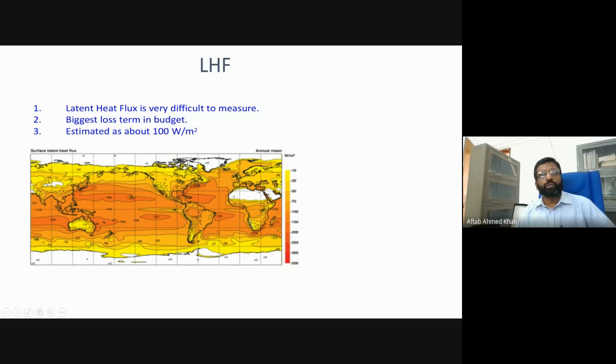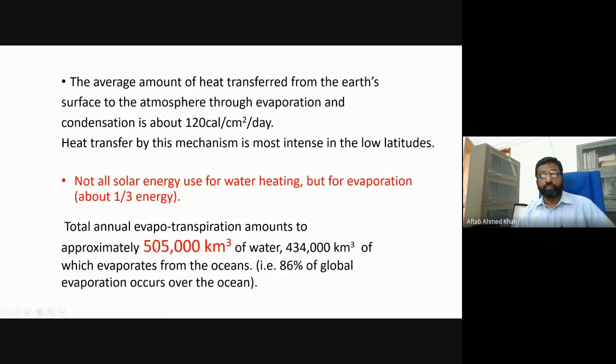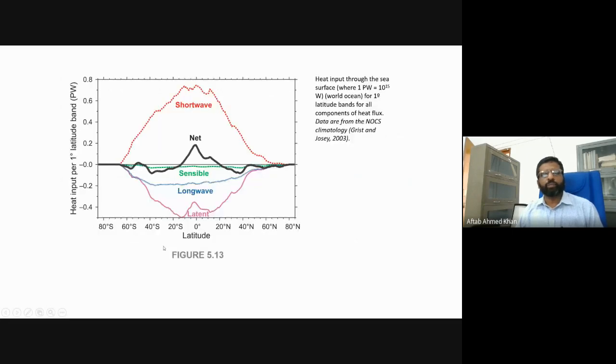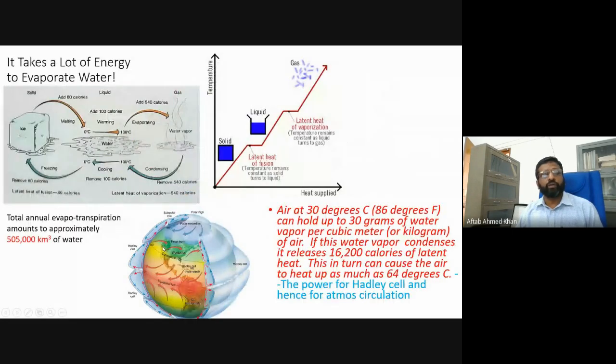I also spoke to you about sensible heat flux, that form of energy. Then you also have a latent heat flux, from the oceans and from the plants. Altogether, 505,000 cubic kilometers of water gets evaporated, and of this, around 85 to 87% is from the oceans. The question is, why is this important for us? Why is this important for us? Now look at over here.